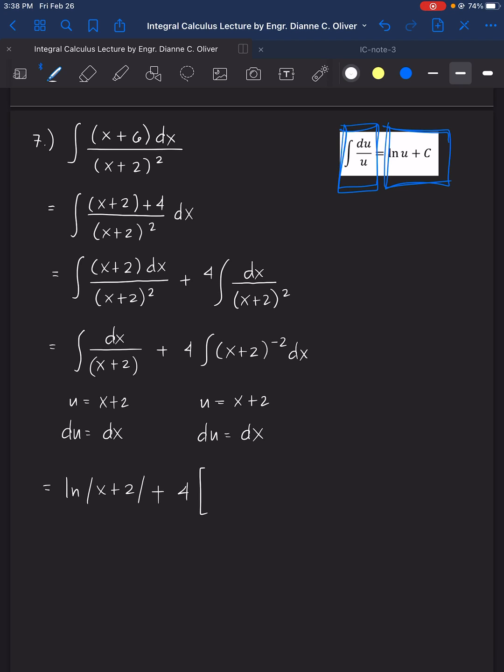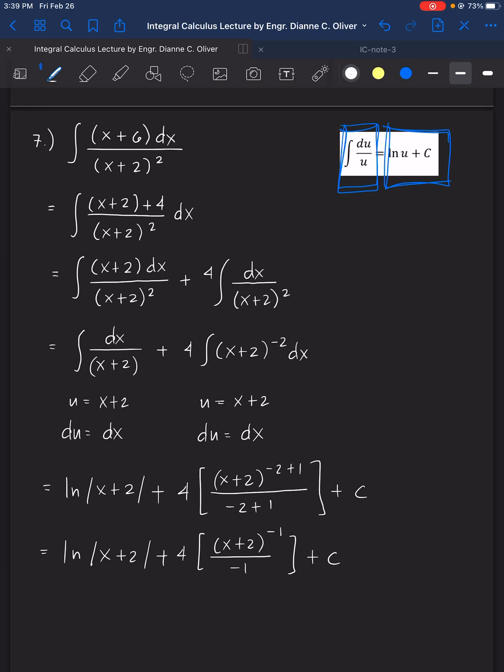Then we have there the power, which is (x + 2) raised to negative 2 plus 1, all over negative 2 plus 1. Okay, and then don't forget plus c. So that is now equal to ln of (x + 2) plus 4 times (x + 2) raised to negative 1 all over negative 1, plus c. So the final answer here is ln of (x + 2) minus 4, or we can already put it here, 4 all over (x + 2), plus c.